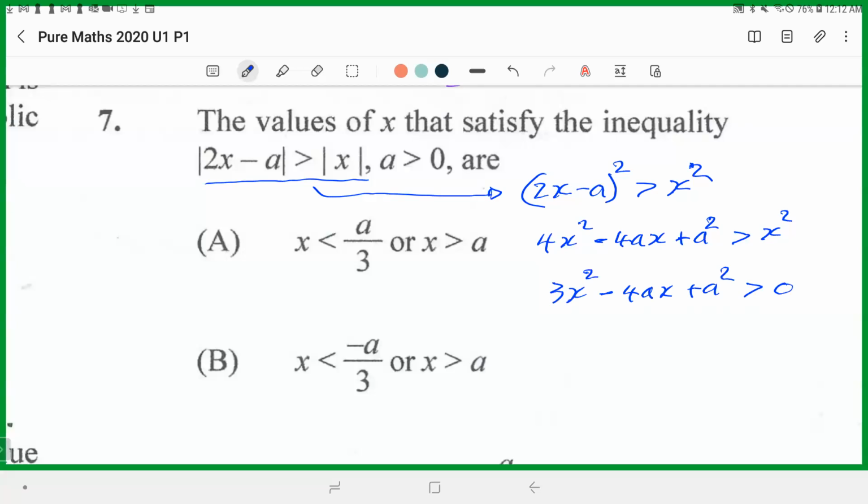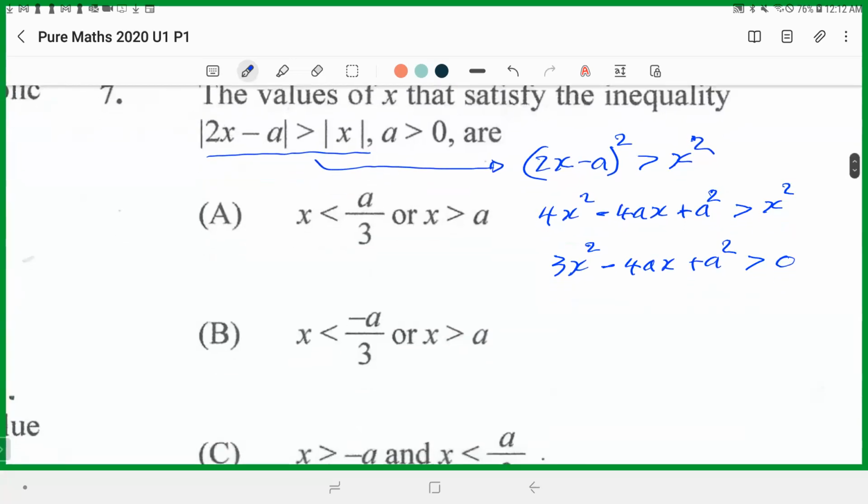That's a smile, so we're going to be outside the two roots. But what are the two roots? We're going to factorize this. It's going to be (3x minus a)(x minus a). We get 3x here, x here, a here, a here. The signs are the same, they are both negative, so negative, negative, greater than 0.